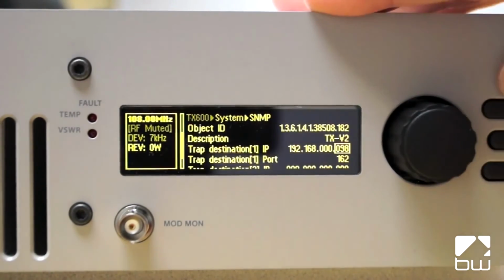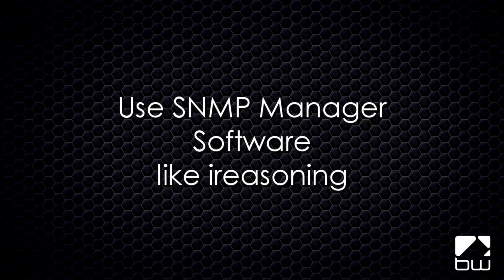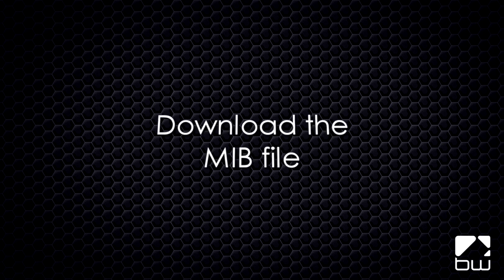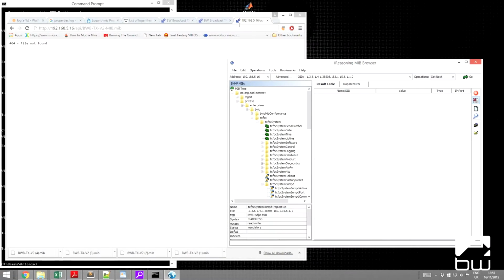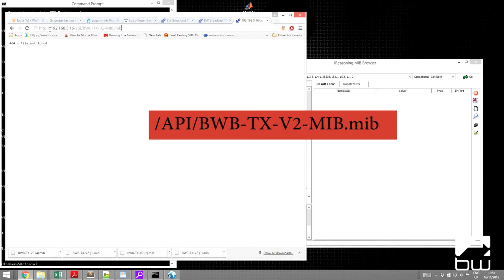So now I'm going to show you how easy it is to set up some useful features using SNMP. To start, you'll need to download the MIB file from the transmitter. To do this, go to your web browser and enter the transmitter's IP address followed by /API/BWB-TX-V2-MIB.MIB, then press enter.